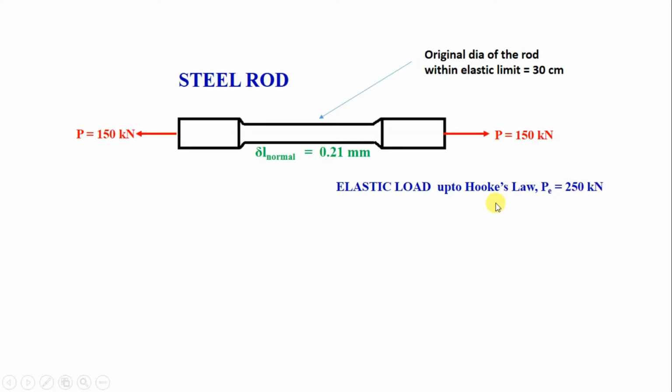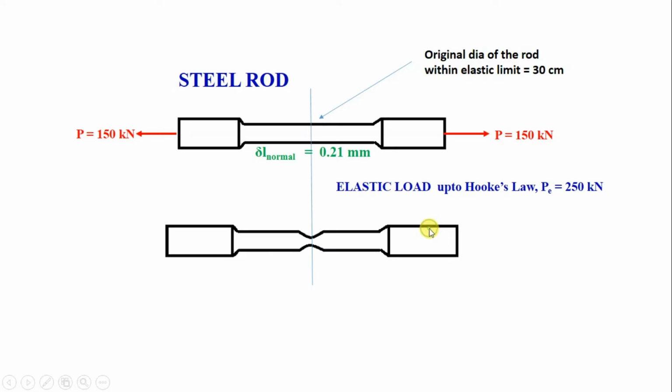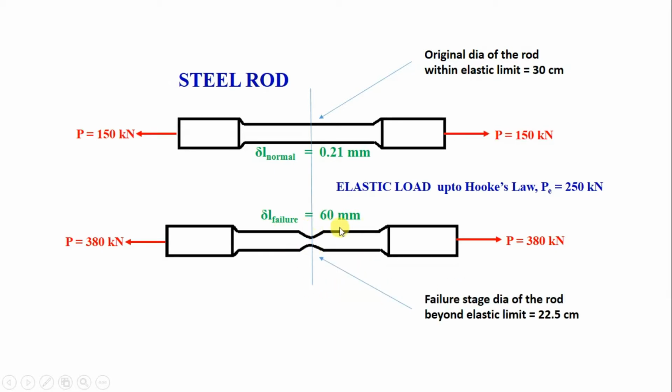The second part of the diagram shows the steel rod after giving the load, that is at 380 kN maximum load. The change in length is given as 60 mm. That is, at the failure stage, the change in length is 60 mm. You can clearly note that from the first diagram till the second diagram, there is a change in diameter, and beyond this 380 kN, the steel rod will suffer a failure.